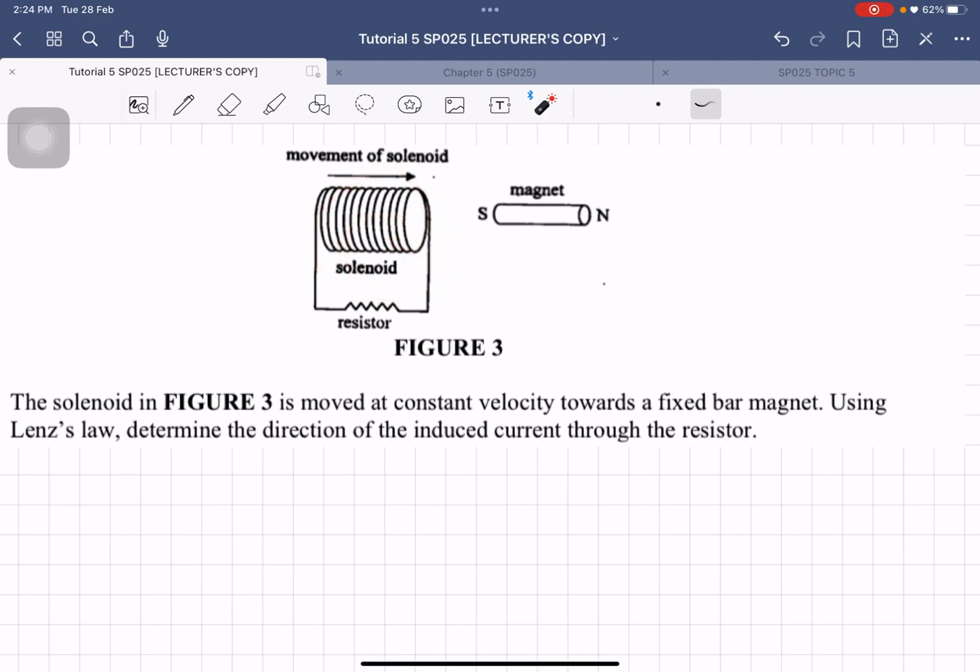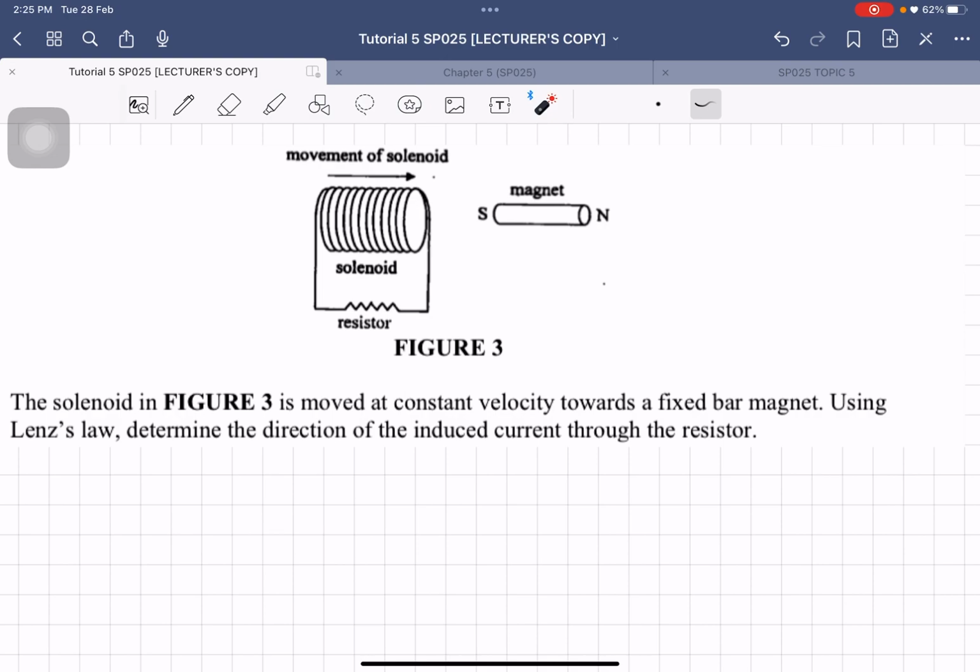So to oppose the increase of magnetic flux linkage in the solenoid, the magnetic field produced by the induced current should be in the opposite direction of that produced by the permanent magnet. Now, the permanent magnet will move from... basically, since the magnetic field will be pointing from left to right through the solenoid here, the induced current would produce a magnetic field pointing from right to left.